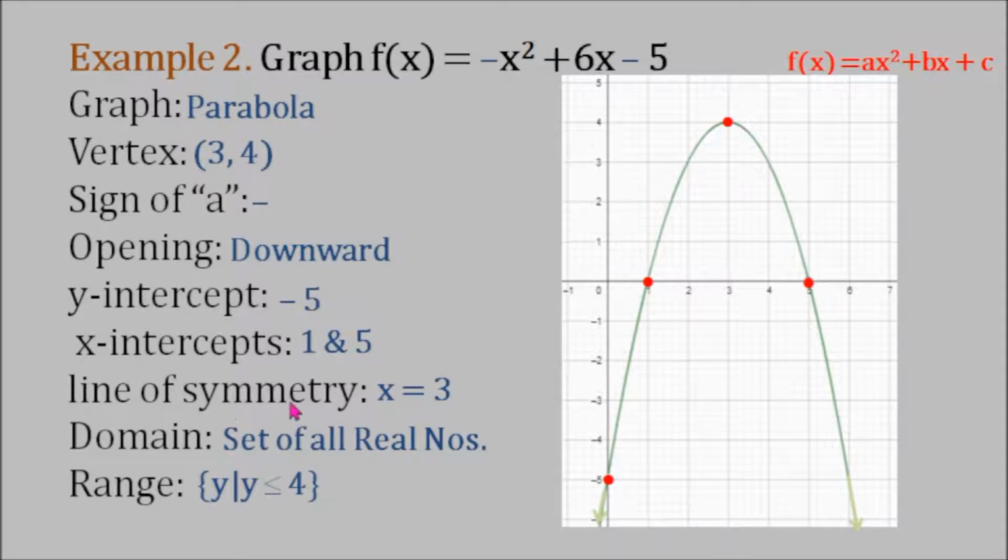How about the line of symmetry? The line of symmetry has the equation x equals 3, so this is the line. This is the line that divides our graph into two congruent parts. Again, if we are going to fold our graph along this line, the two parts coincide.